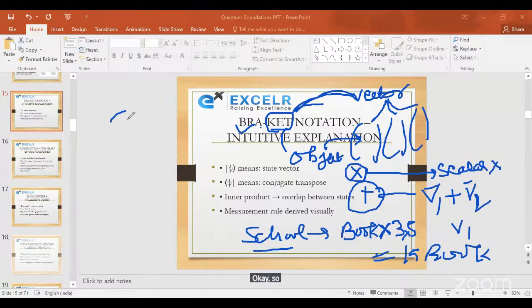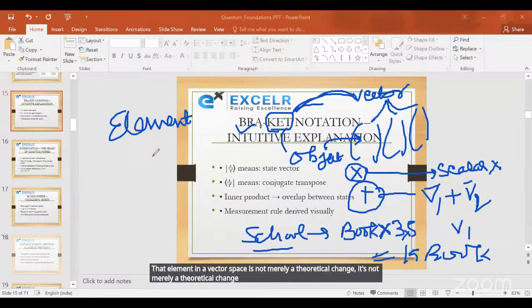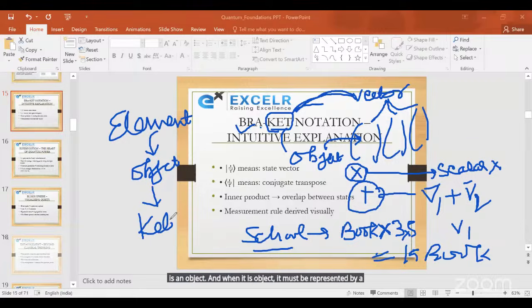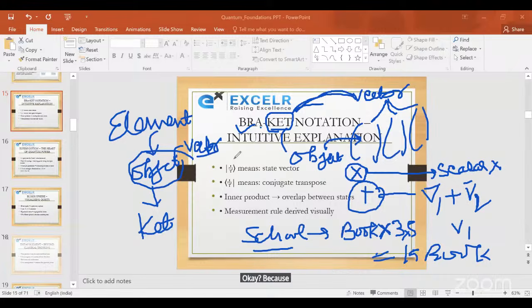So that element in a vector space is not merely a theoretical thing. We are applying it step by step in quantum computation. If there is an element in the vector space, that element is an object, and when it is an object, it must be represented by a cat vector. So we have an object, and we are representing it as a vector. The definition of vector we have seen yesterday, and that is represented by a cat vector.